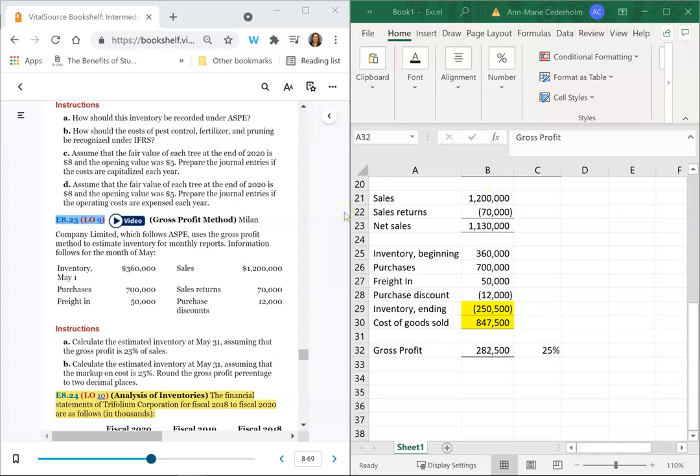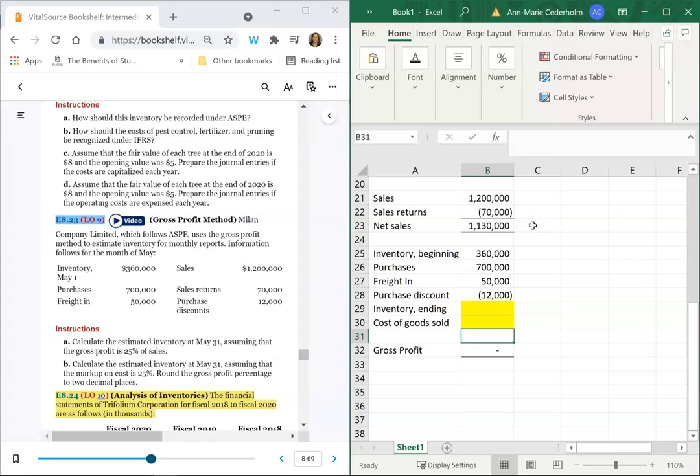So I'm going to use the same question, but in this case, we're going to estimate the ending inventory, assuming a markup on cost of 25%. So I'm going to change these two numbers. I don't know what my ending inventory is, and I don't know what my cost of goods sold is. And I don't know what my gross profit is.